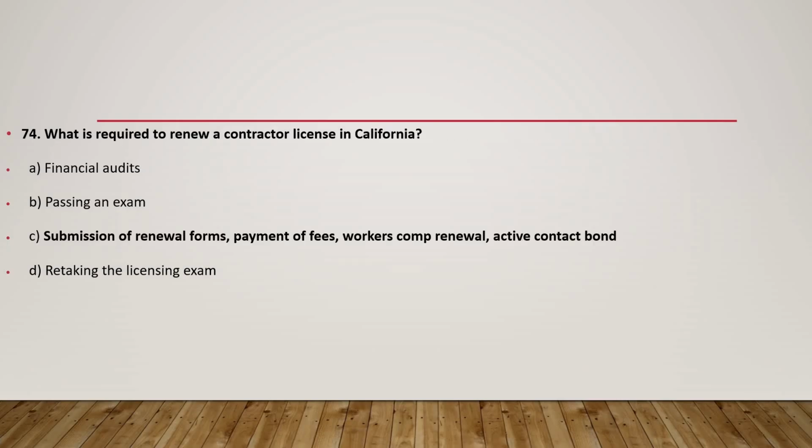74. What is required to renew a contractor license in California? C. Submission of renewal forms, payment of fees, workers' comp renewal, active contractor bond.